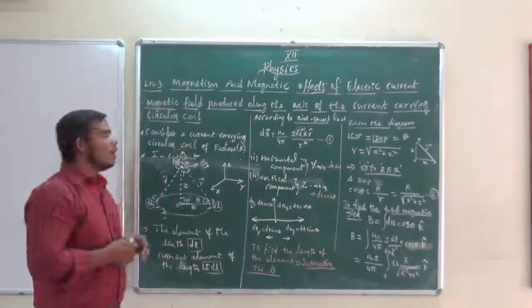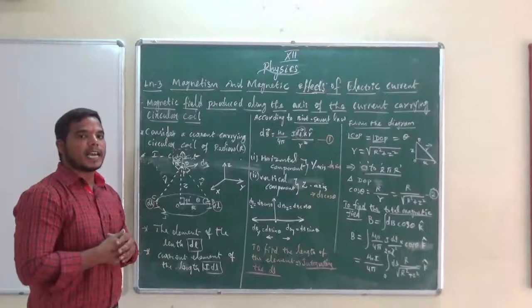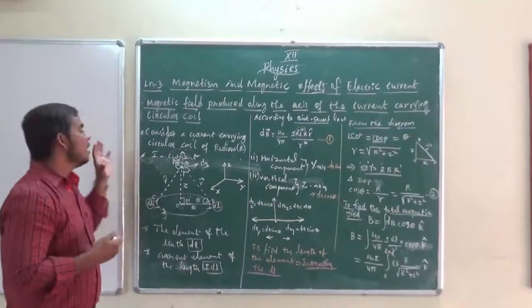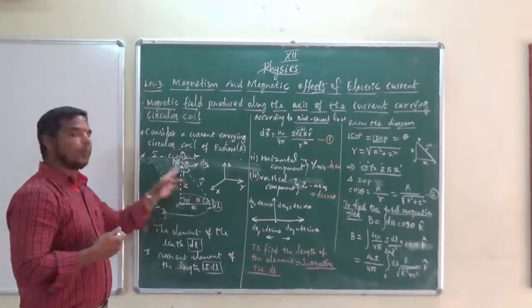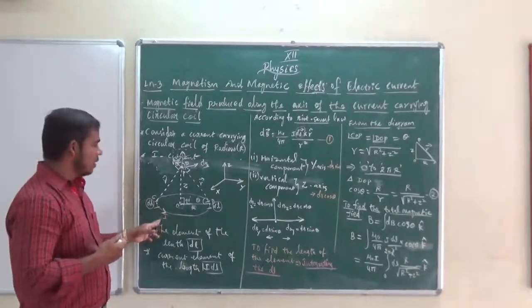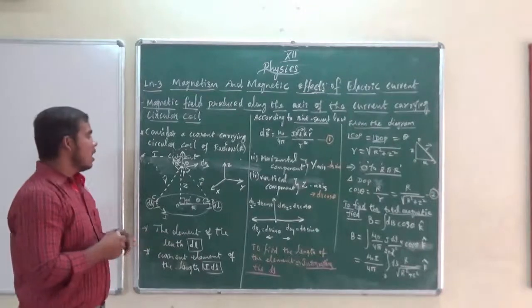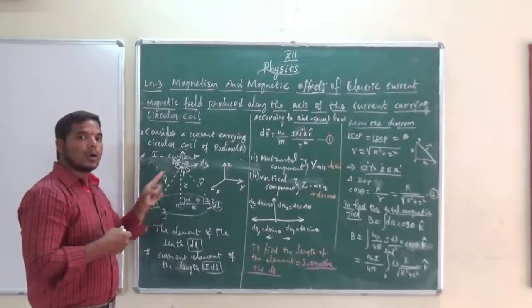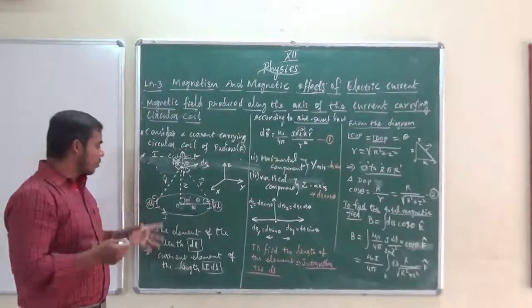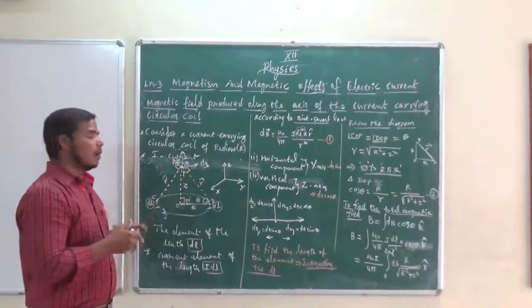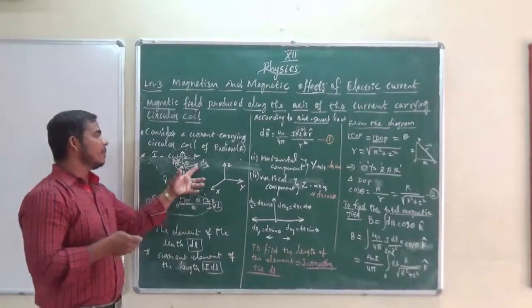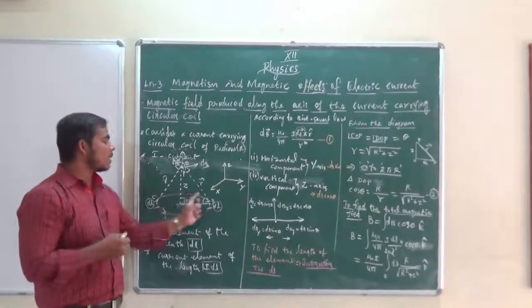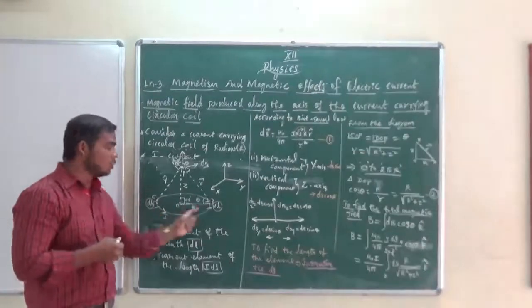Once again, I will recall. Consider a current carrying circular loop of radius r. Consider I as the current in the circular loop flowing in the direction I mentioned with the arrow mark. So for the element, we have to find the magnetic induction at the point P. What is the reason we have to find the magnetic induction at the point P? Because we can't directly find the magnetic field or magnetic induction through the circular coil.